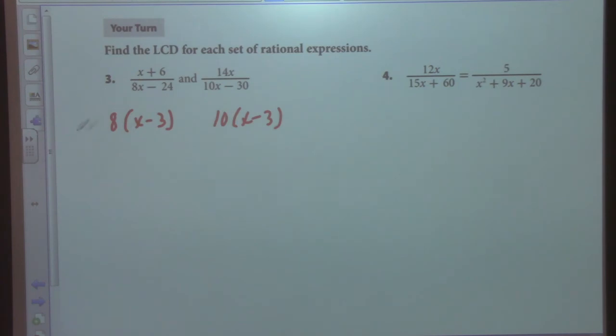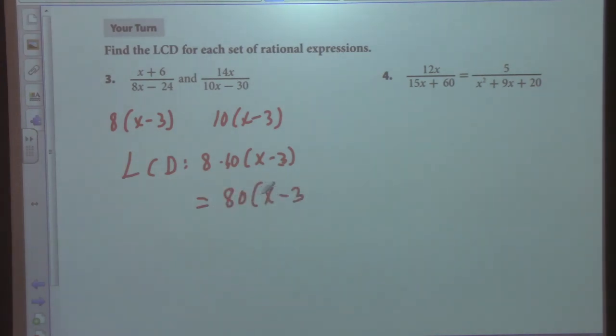And what happens, your least common denominator is going to be what? Well, it's going to be a combination of these things right here. So you're going to have 8 times 10 times x minus 3. But do we have to take x minus 3 twice? No, we don't. So it's going to be 80 times x minus 3.